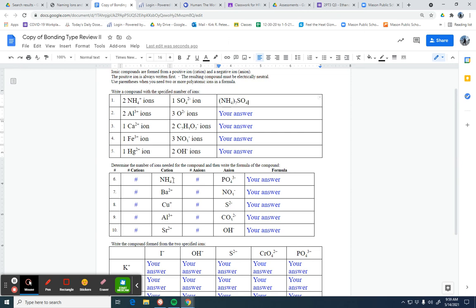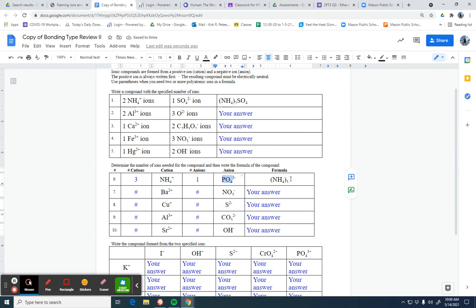So the next one here, NH4 is positive. Phosphate over here is 3 negative. What do I need? I'm going to need 3 of these. Okay, so I'm going to need 3 of these to balance, and I'm only going to need 1 of these to balance that out. So again, I'm going to copy that ammonium, Control C, come over here, Control V, and I can put parentheses around it. There we go, and I need 3 of those. So I put a subscript of 3 on that. And now I can then bring the phosphate over.